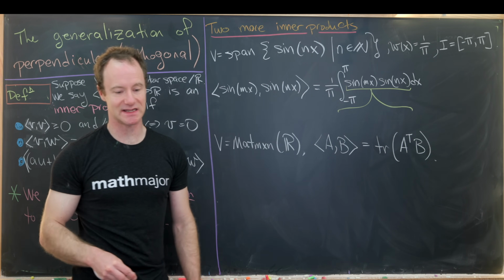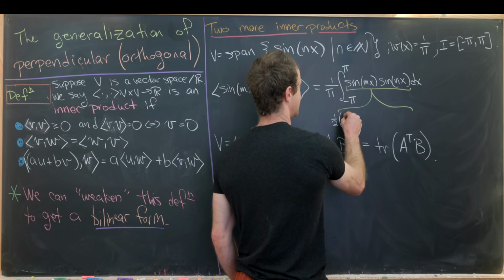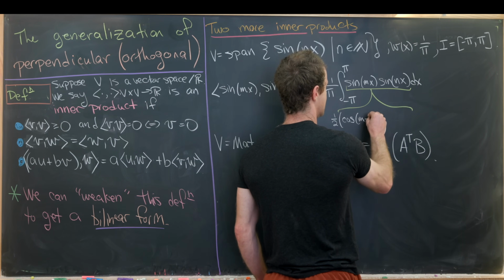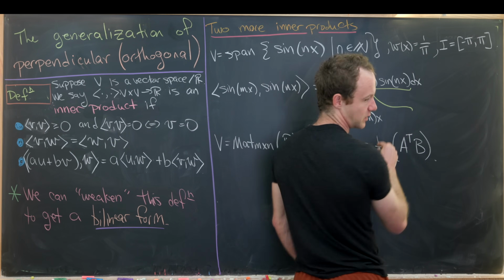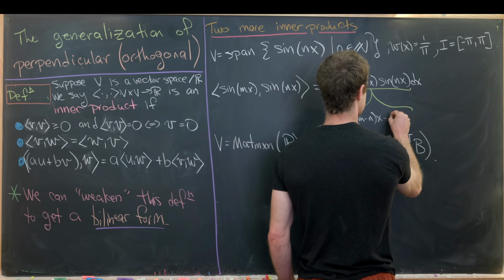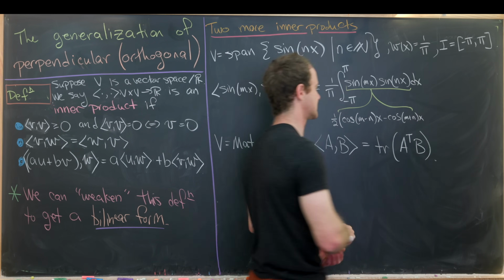So the trig identity is this being equal to 1/2, and then we have cosine of (m minus n) times x, and then minus cosine of (m plus n) times x.